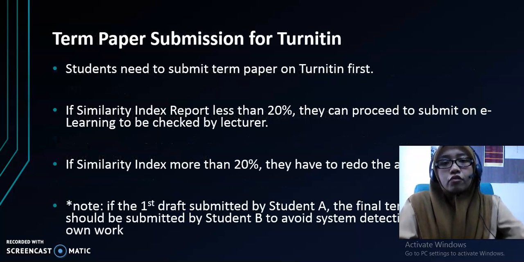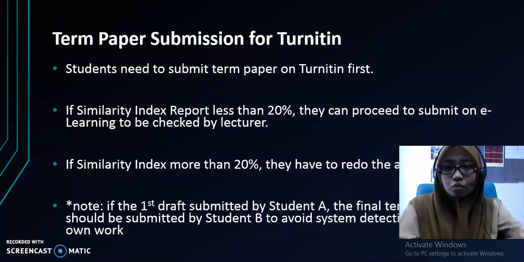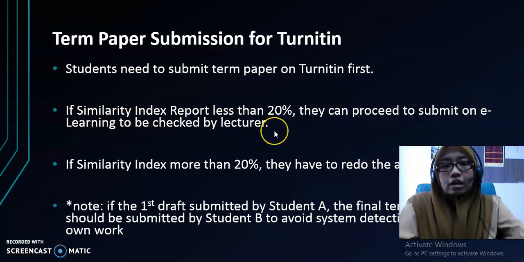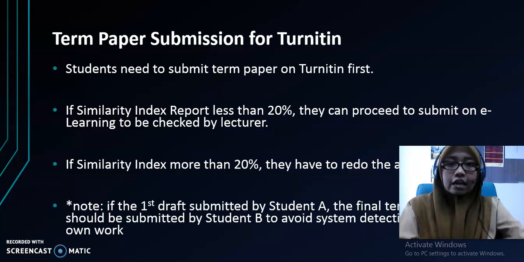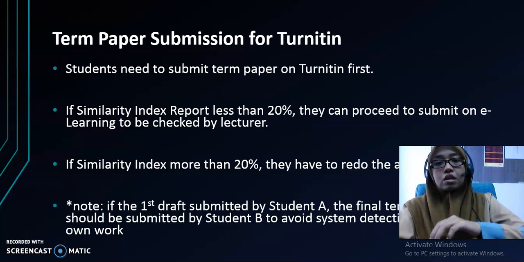Term paper submission for Turnitin. Okay, all groups need to submit the term paper on Turnitin first before you email the final product to me. If the similarity index report is less than 20%, then you can proceed to submit on e-learning to be checked by your lecturer. Okay, in our case, we are not using e-learning, but we are using Blackboard and also email. For our section, I will always ask my students to email me your assignments.